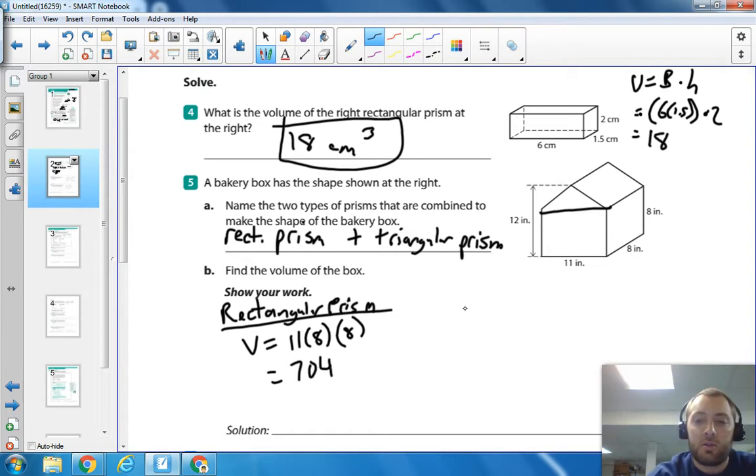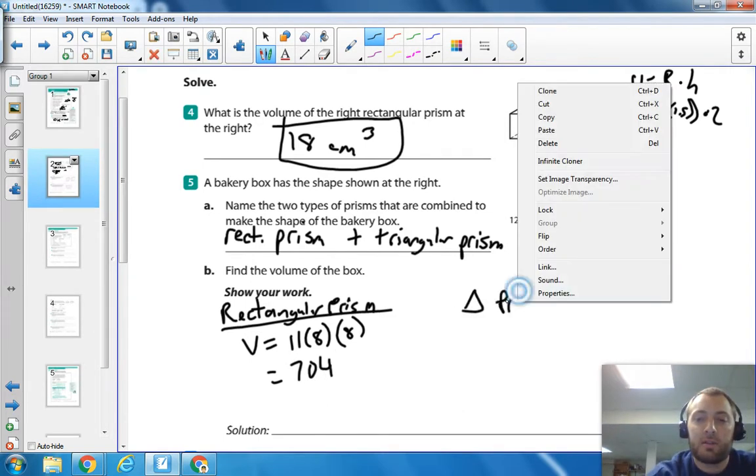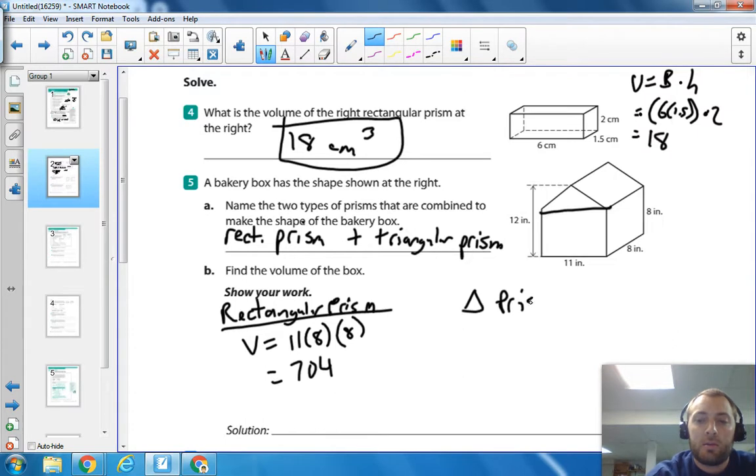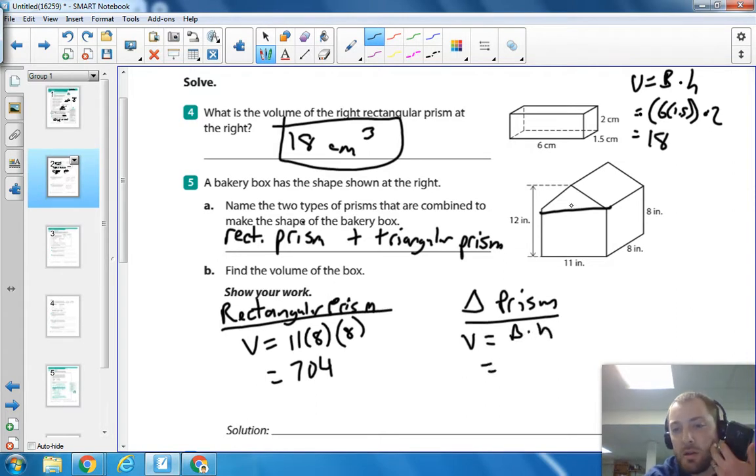And then the triangular prism on the top. Remember, if it's a triangular prism, the triangle is the base. So we'd have to do big B times H. So the area of the base, that's the triangle, would have to be... So let's find the base and the height of that. The base of this is 11. So 1 half times 11 times the height of this, which would be going straight up from the base.